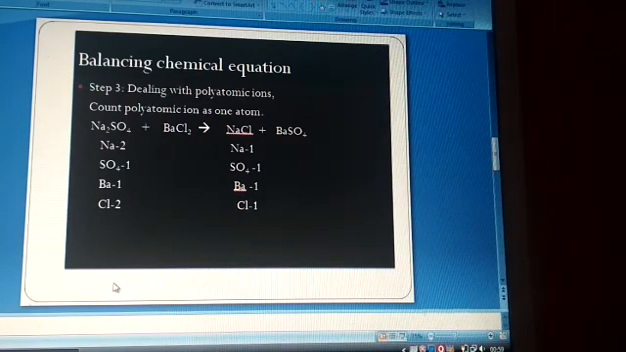And on the product side it is the same. So we consider it as one atom only. This condition is applied only when there is no decomposition of the polyatomic ion.